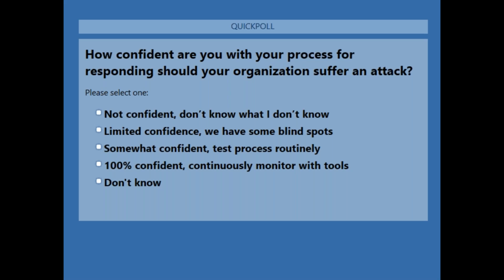So are you not confident? You don't know what you don't know? Limited confidence, we have some blind spots. Somewhat confident, we test our process routinely. 100% confident, we continuously monitor with our tools. And the fifth choice is don't know where you're at. We're interested to see your response to how confident you are with your process for responding should your organization suffer an attack. We'll give people about 5 more seconds to respond, and then we'll take a look at the results. If you wanted to take a guess, Michelle, where do you think the number 1 of these 5 choices might be? Let's take a guess, and then we'll look at the results.